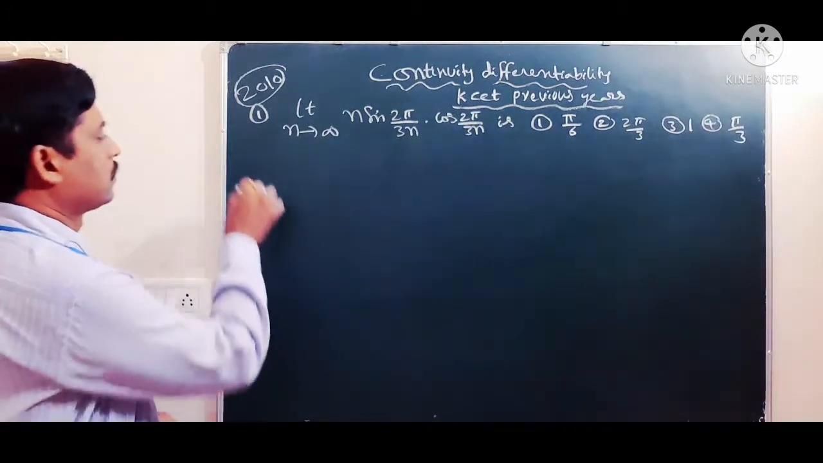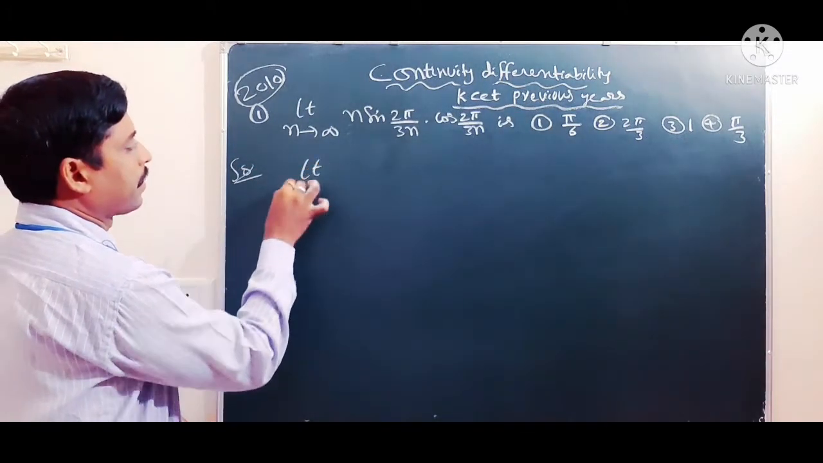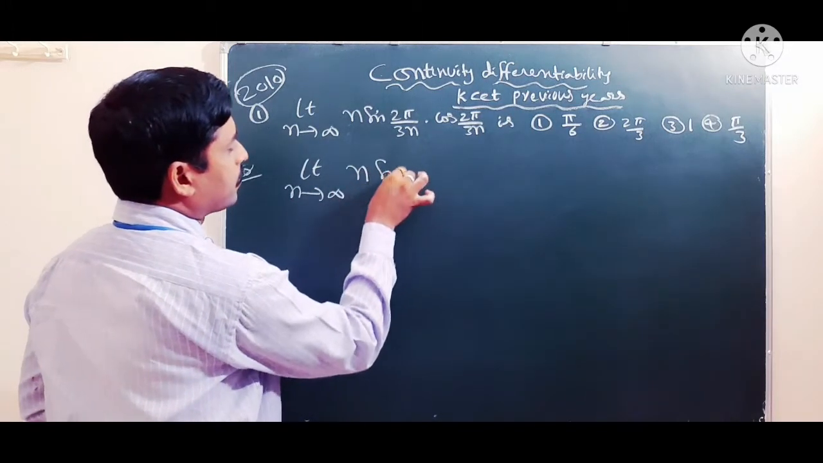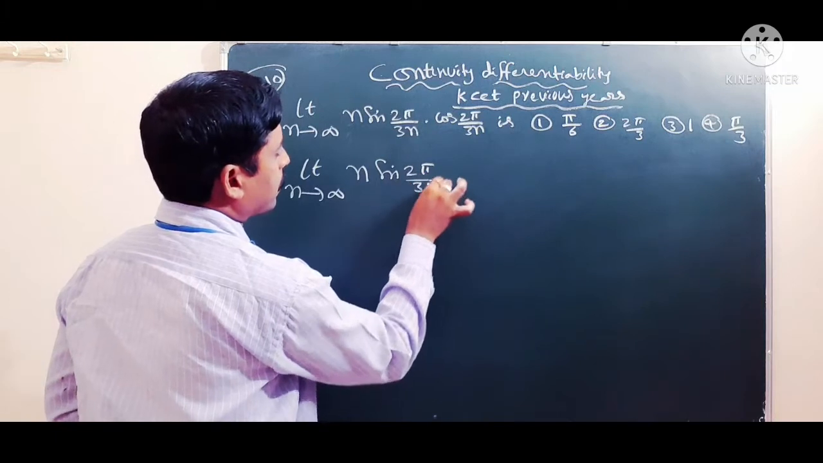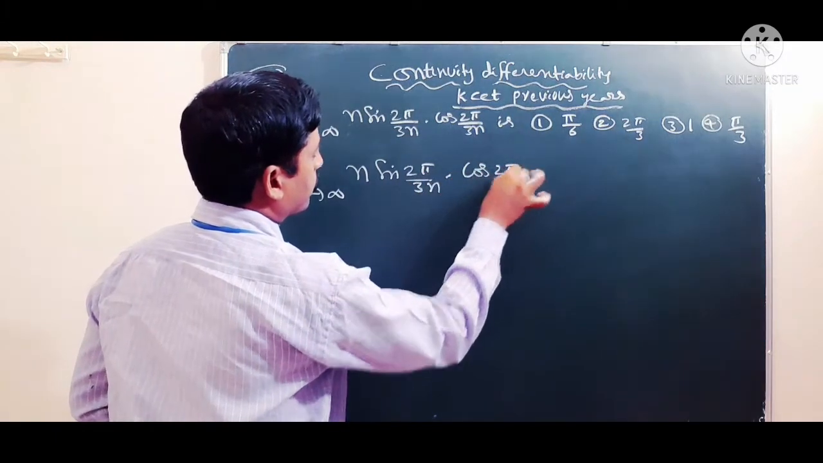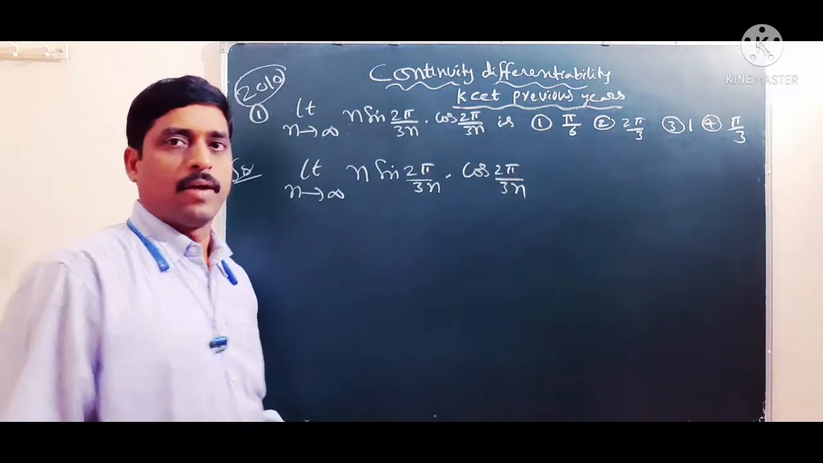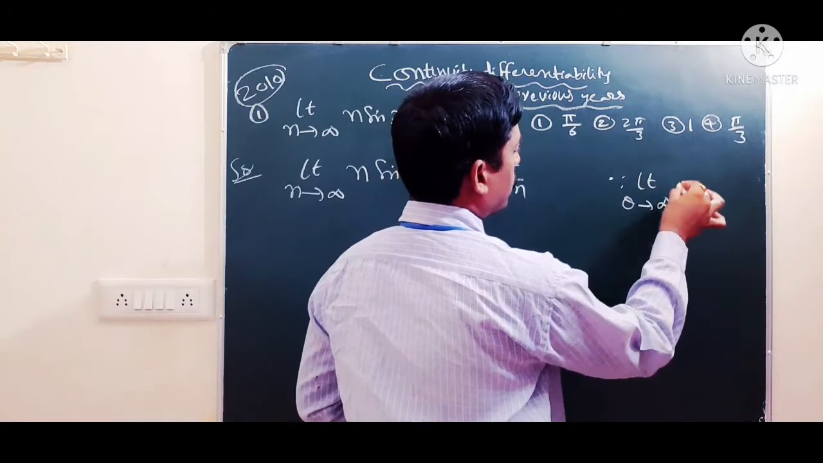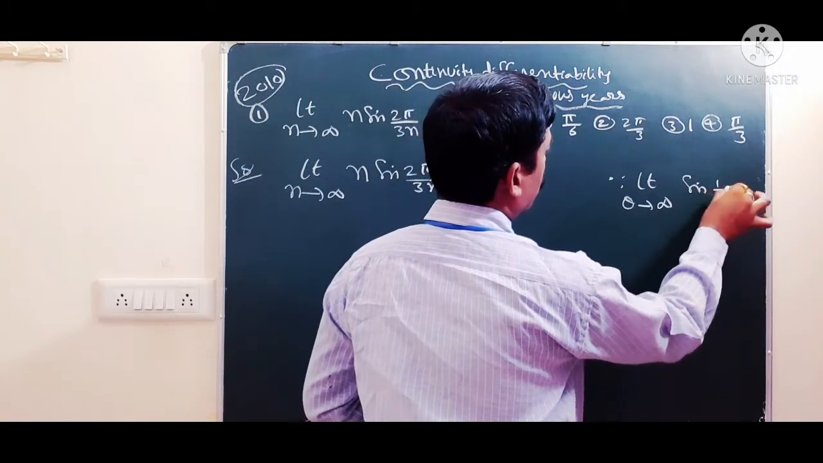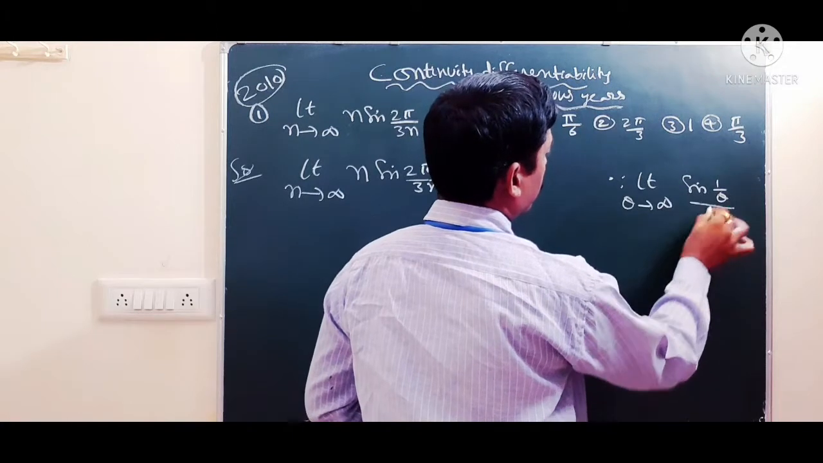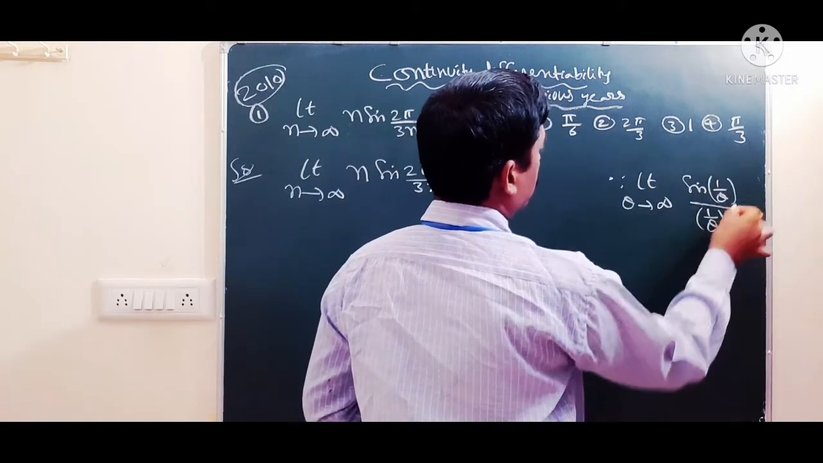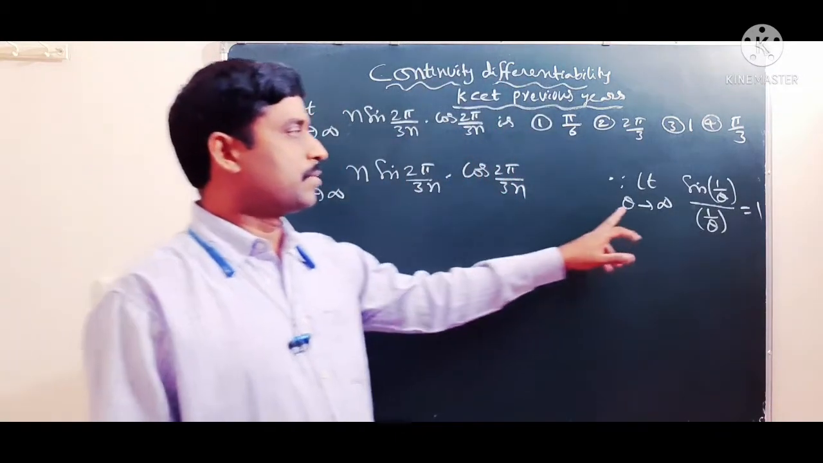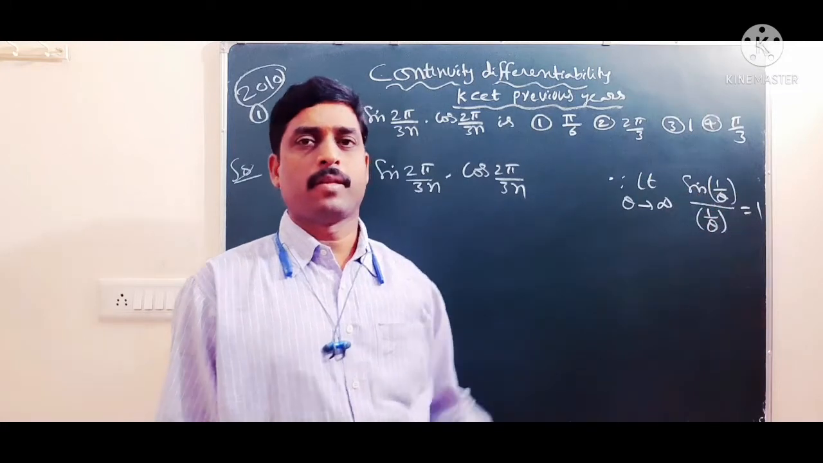Limit n tends to infinity, n sin 2 pi by 3n into cos 2 pi by 3n. We have one formula: limit theta tends to infinity, sin 1 by theta divided by 1 by theta, this will be 1.